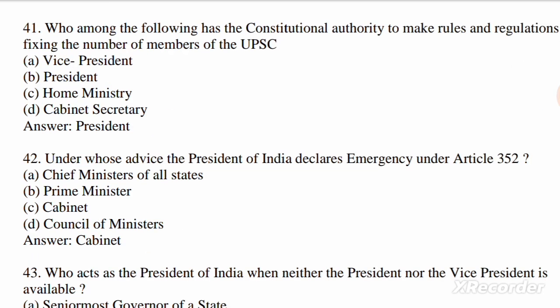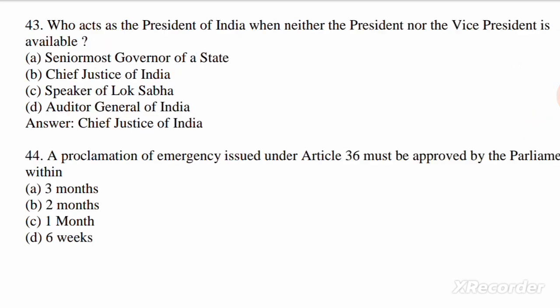41. Who among the following has the constitutional authority to make rules and regulations fixing the number of members of the UPSC? President. 42. Under whose advice the President of India declares emergency under Article 352? Answer. Cabinet. 43. Who acts as the President of India when neither the President nor the Vice President is available? Answer. Chief Justice of India.